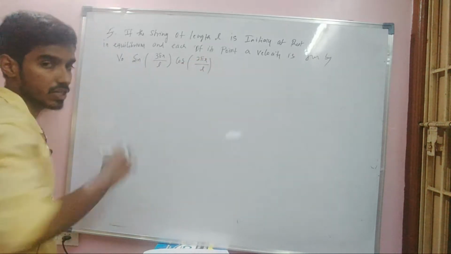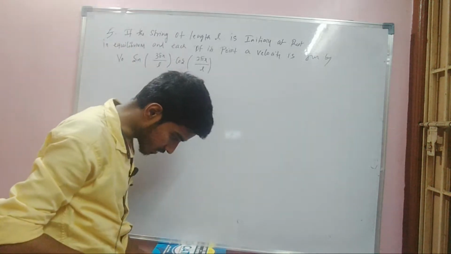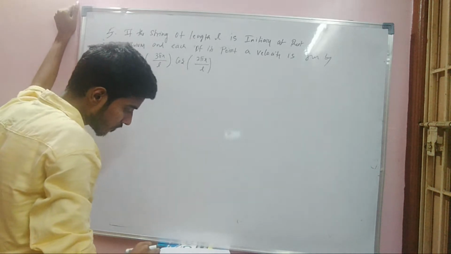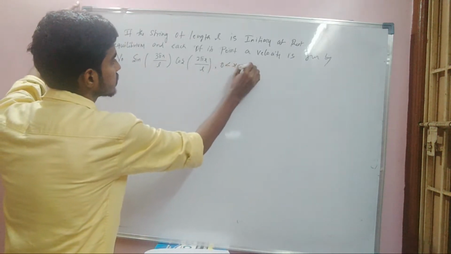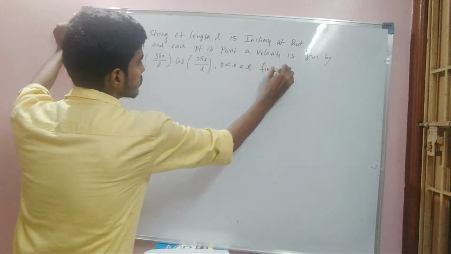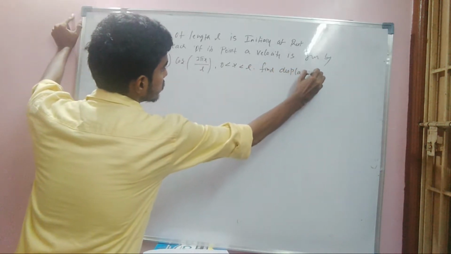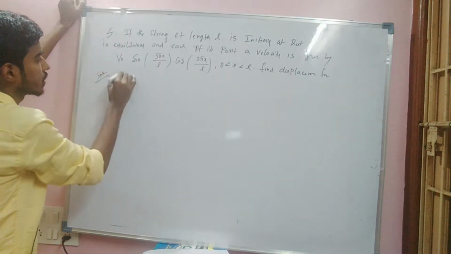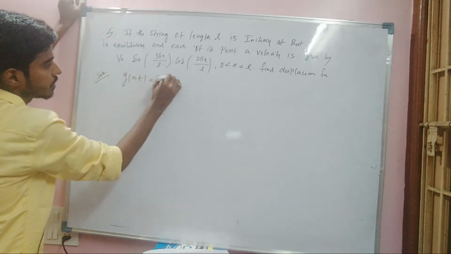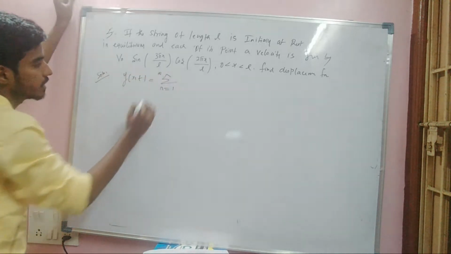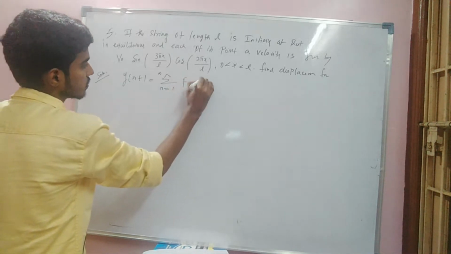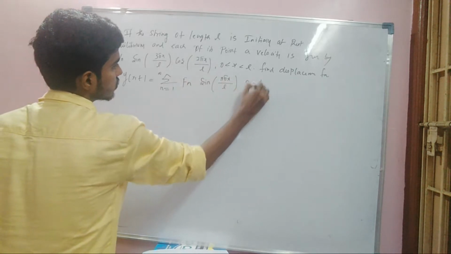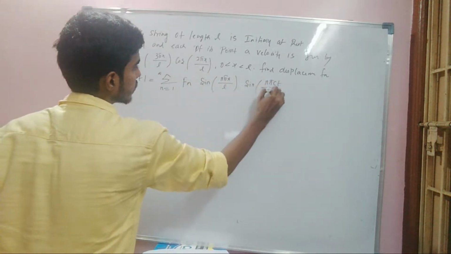So in the previous problem we have sine cube n pi x by L, right? In the previous problem we have sine cube pi x by L. So here we have sine 3 pi x by L cos 2 pi x by L. Find the displacement function, 0 less than x less than L. So first we need to find a solution, y of x comma t, which is summation n is equal to 1 to infinity Fn sine n pi x by L sine n pi ct by L.